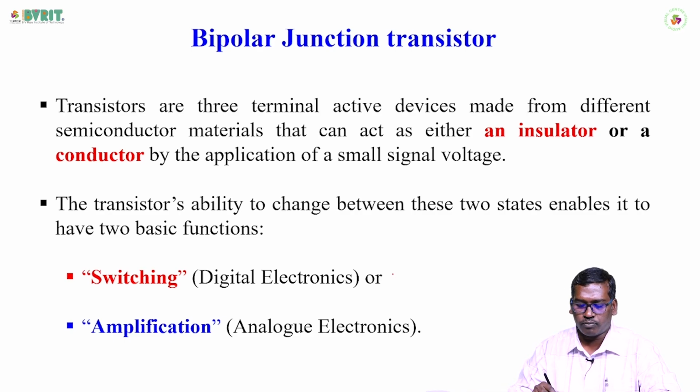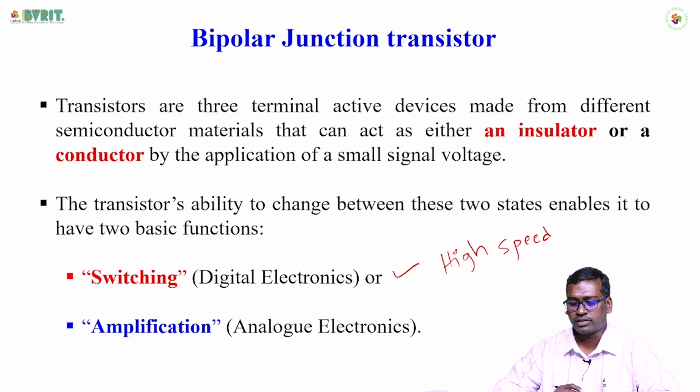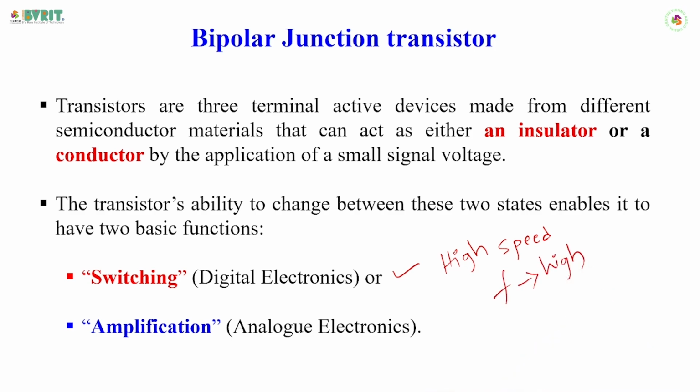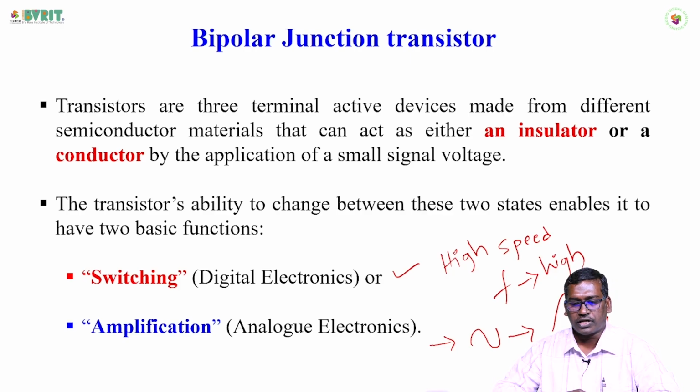Switching is very important because we want high-speed devices, and for high speed, the switching frequency has to be very high. The other one is amplification, where the input signal is very small and we want to amplify it into a very big signal in terms of amplitude. So the basic applications of the BJT are switching and amplification.